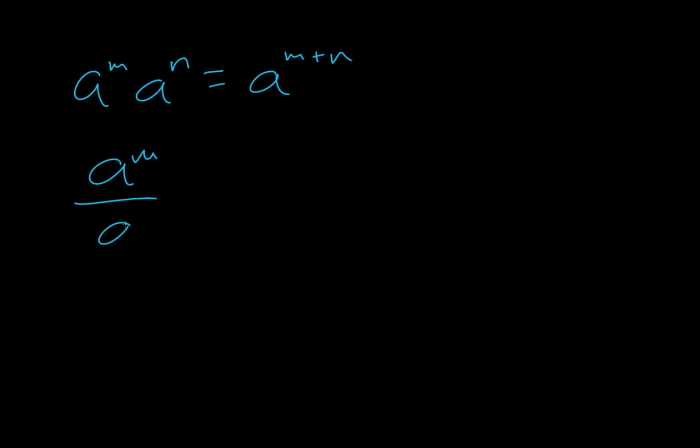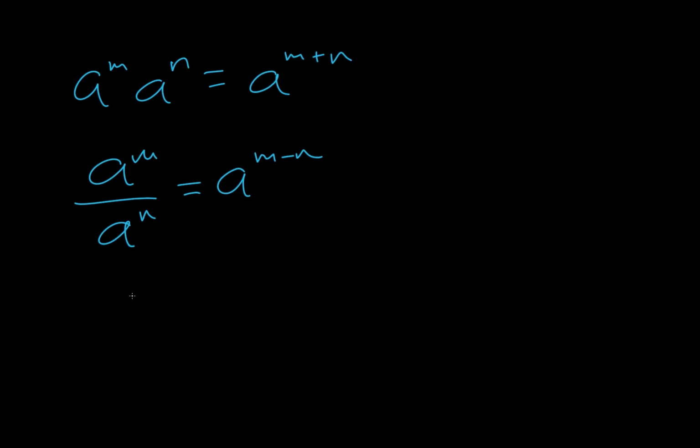So first thing, if we have two things raised to an exponent and we're multiplying them together, we add their exponents. If we have two things, it's important that we have the same base. And then if we're dividing, we subtract their exponents.